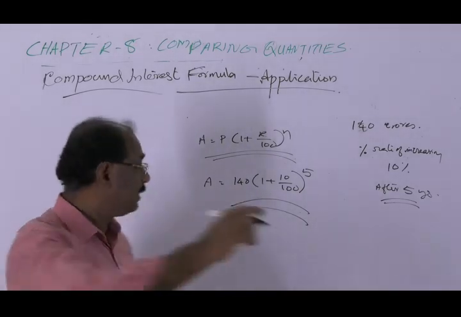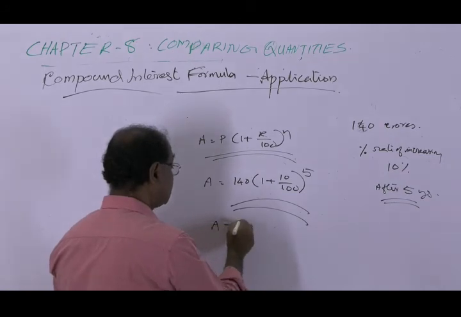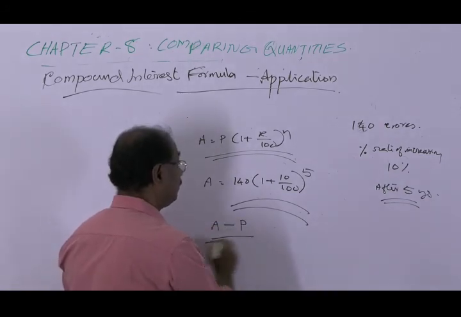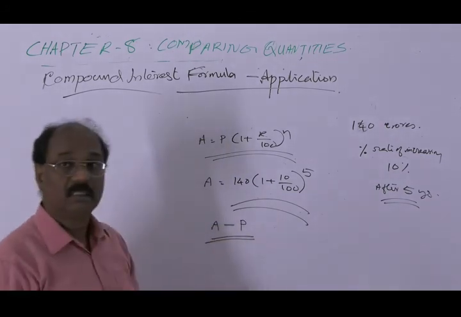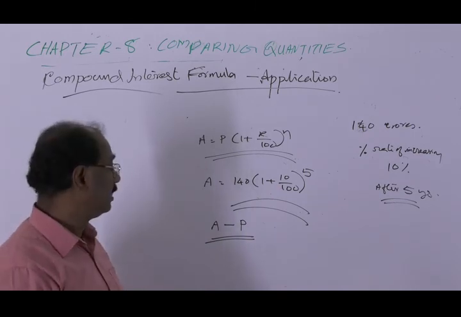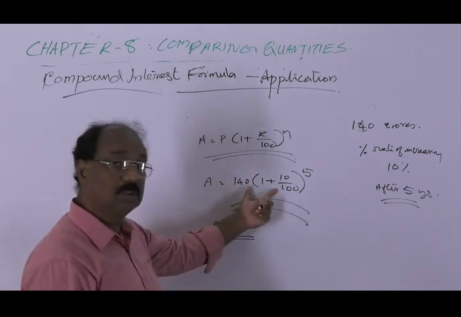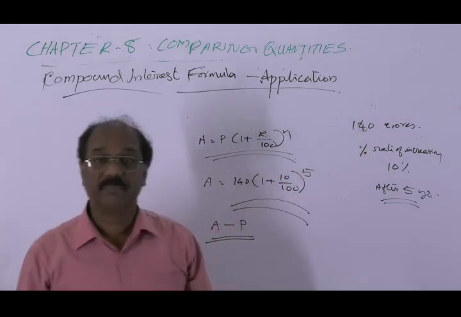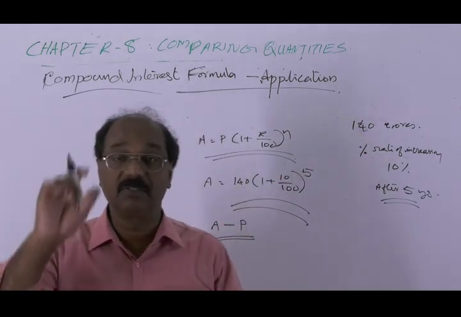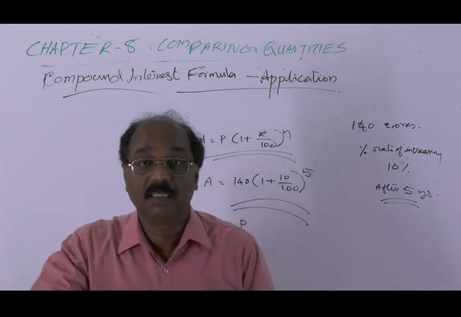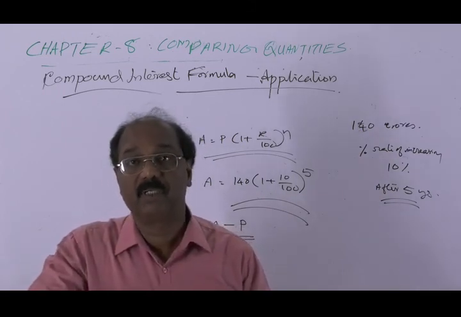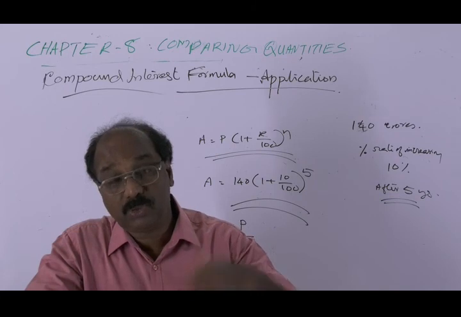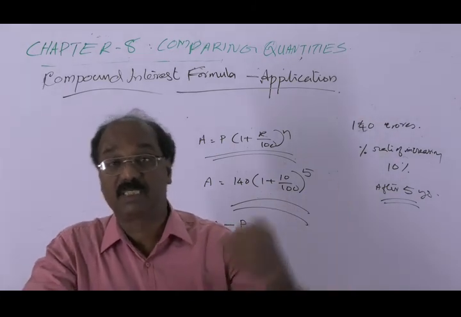The increased population is this A minus P. That is, A is this much amount and P is this. So this is the situation where we apply the formula. This can be applied to similar situations, in any situation.